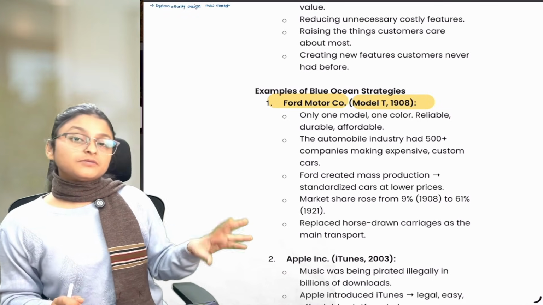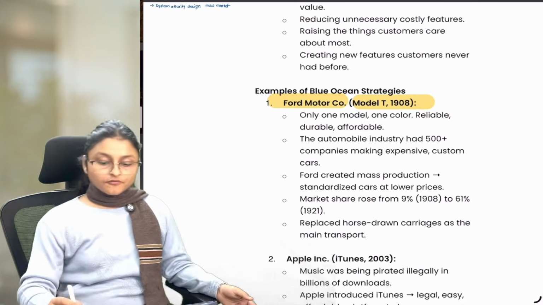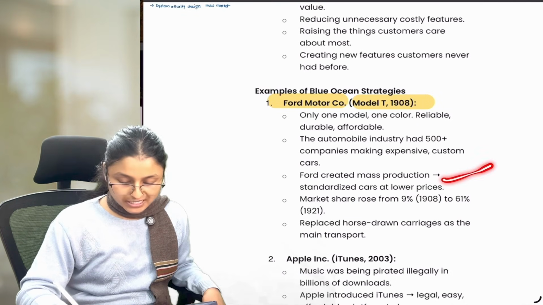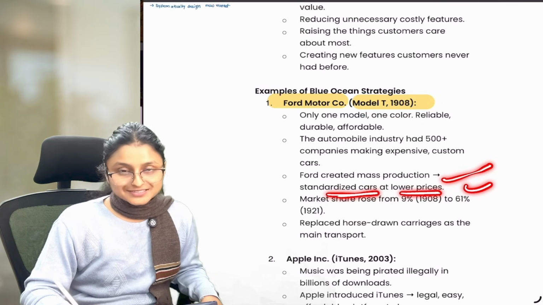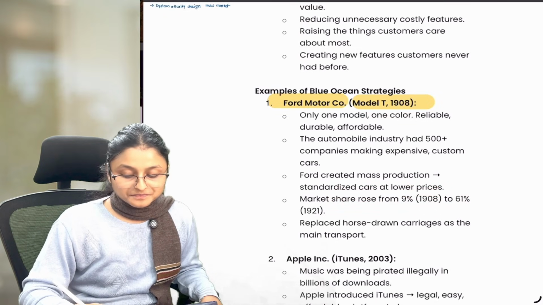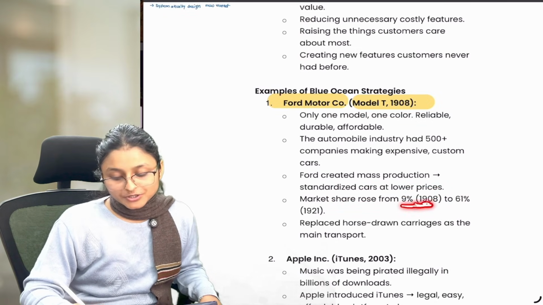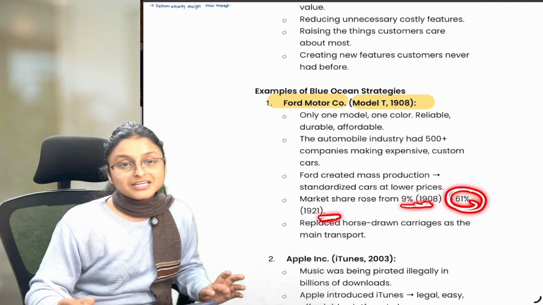Ford Motor Company was the first one to do the same. Ford created mass production, standardized cars at lower prices. And due to this, their market share rose from 9% in 1908 to 61% in 1921.